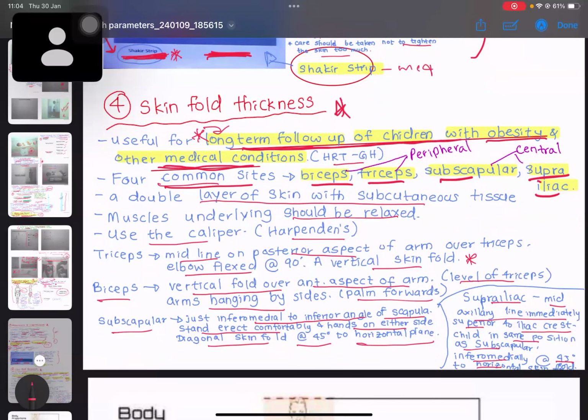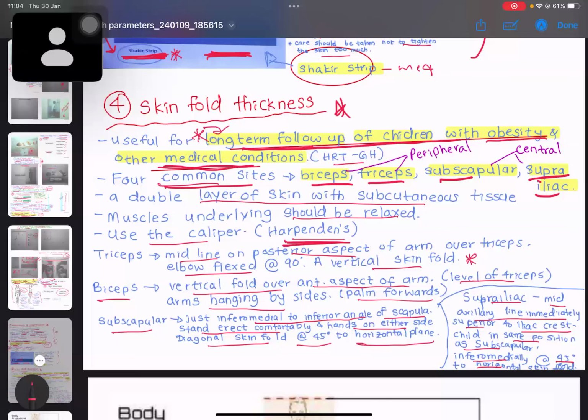They won't ask how to measure. They just ask the common sites or what skin fold thickness is used for. A double layer of skin with subcutaneous tissue is chosen, and the underlying muscles should be relaxed, because when measuring, if the muscles are contracted, you will be measuring the muscle thickness as well, which will give the wrong measurement. Use the Harpenden caliper.